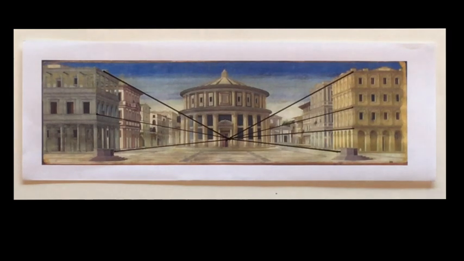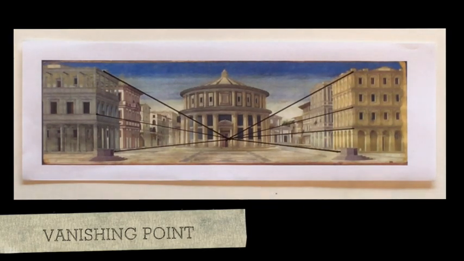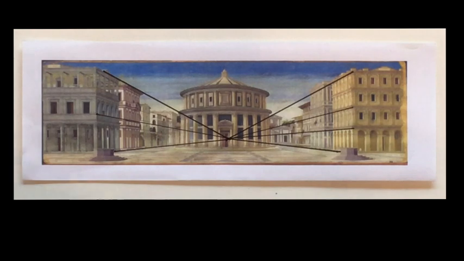And as you can see, they all converge at the doorway of the central building. Brunelleschi was one of the pioneers of creating perspective in Renaissance art.